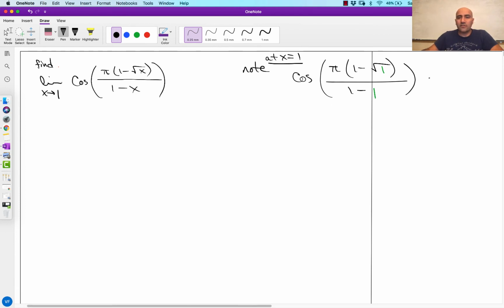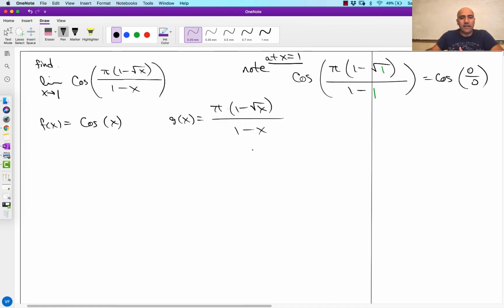We end up with cosine of 0 over 0, right? So that's not happy. All right, we need to do something else. Okay, so what that theorem just told us is that if we have a composition of functions, right? Let's consider f of x to be equal to cosine of x. That's this outside function. And then inside of it, we have this other function, g of x is equal to pi times 1 minus square root of x all over 1 minus x.